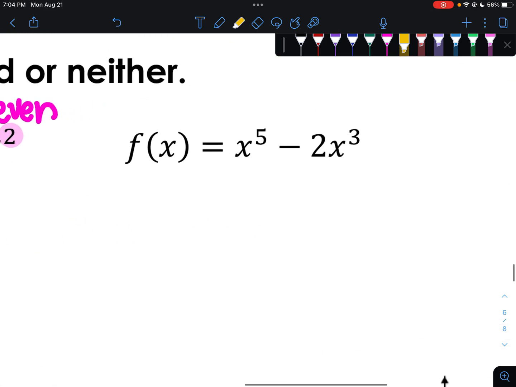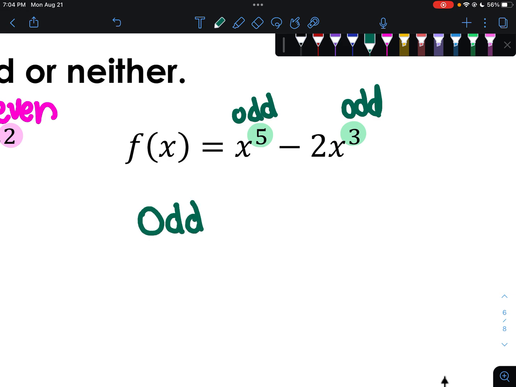I move to the next one. I see that I have an exponent of 5. I have an exponent of 3. They're both odd. There's no constant, so we're good. And that's going to be an odd function with origin symmetry.